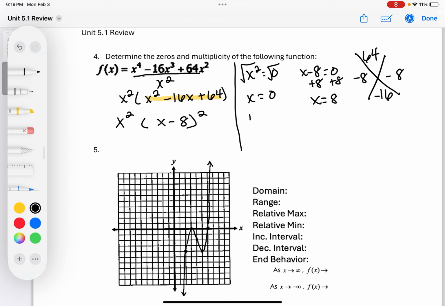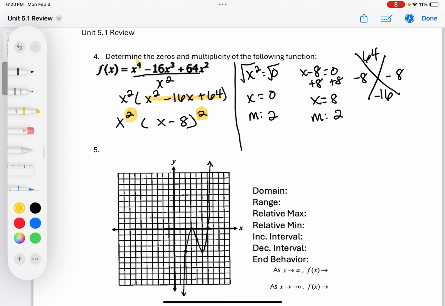My multiplicity for both is 2, because I had x squared and I had x minus 8 squared. So multiplicity 2 and 2. And your multiplicities, when I add them together, should equal my highest exponent. So 2 plus 2 is 4. I don't know why I crossed that out, I meant to highlight. There we go. So it should be 4, and it is. 2 plus 2 is 4.